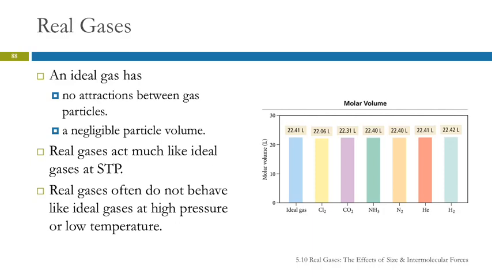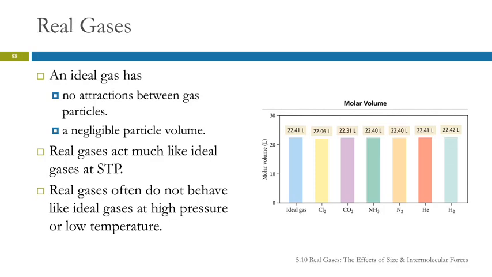Real gases act very much like ideal gases under certain conditions. And standard temperature and pressure is one place where they do that. So here we have a graph showing the molar volume in liters of an ideal gas and of several real gases. So the ideal gas, we can calculate that, is 22.41 liters. And these other real gases are all pretty close. Some of them, like helium, nail it, 22.41 liters. Exactly the same within the sig figs. So at standard temperature and pressure, real gases act very much like an ideal gas.